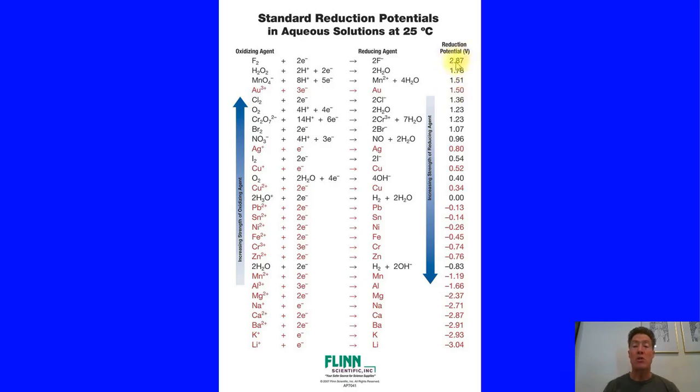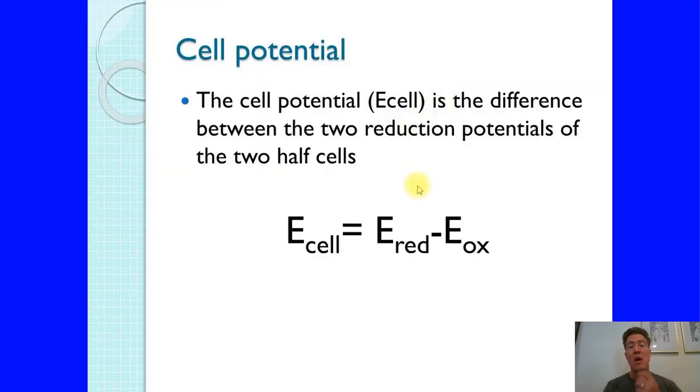If we take F2 fluorine and we pair it with, say, gold, well, this is a much stronger reducer. It's going to make the gold turn into the oxidizer, and so it will flip this reaction from a reduction reaction into an oxidation reaction. So the cell potential is simply going to be the difference between the two reduction potentials, the two half-cell reactions.